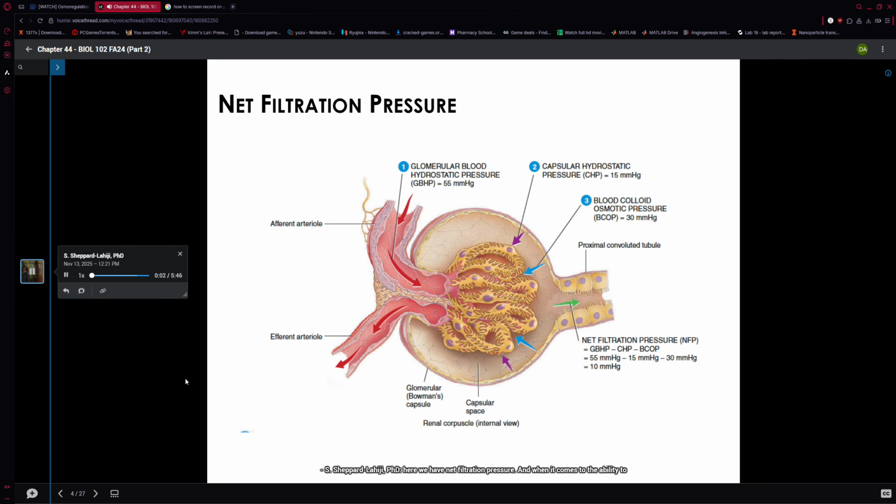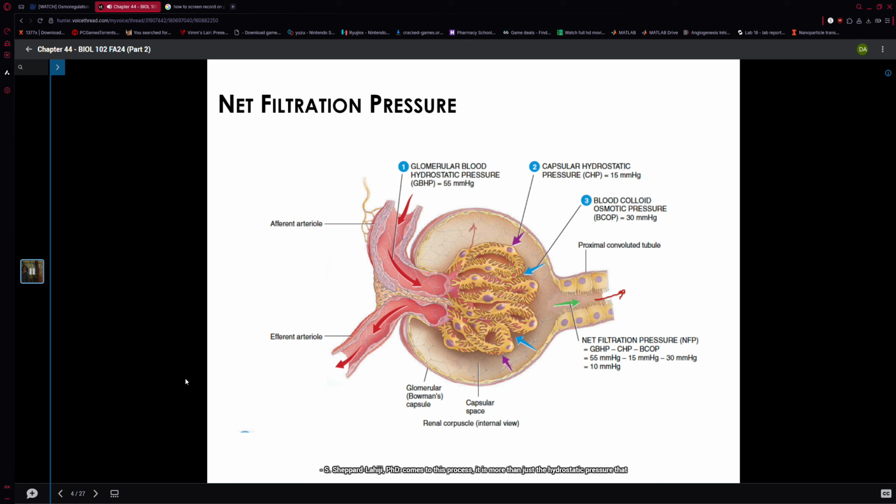Here we have net filtration pressure. And when it comes to the ability to form that filtrate that is taking place at the glomerulus, there are several factors that are involved in that, and I want to address all of them. Just to recap, you have your afferent arteriole bringing blood into these fenestrated capillaries, and the force of that blood flow allows for components of blood, restrictions based on size, to exit out into the capsular space. And then that filtrate can eventually make its way through the renal tubule, starting with the proximal tubule.